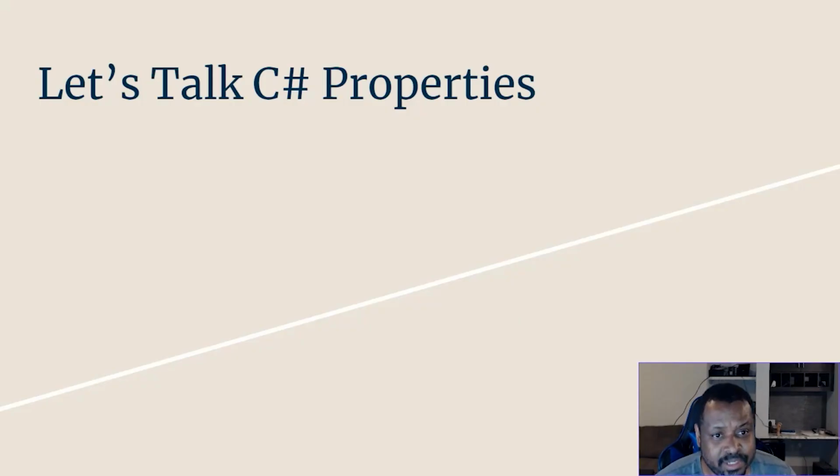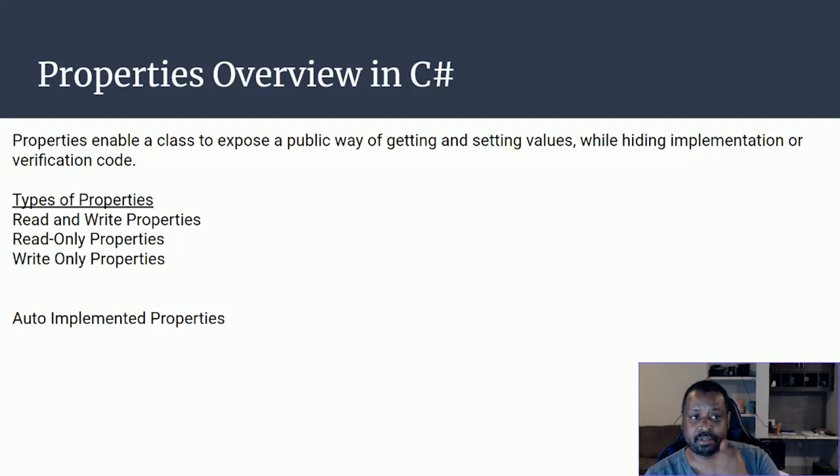So let's talk C# properties, which is kind of a joke because that's what we've been doing a lot of, mostly C# properties. A method here or there, in the form of constructors. We used these properties to create encapsulation. And with that, we have one more thing to touch on with properties. Now we know properties enable a class to expose a public way of getting and setting values while hiding implementation or verification code.